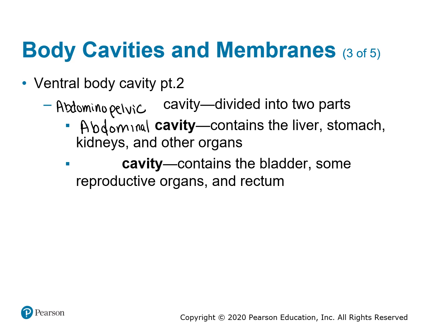And then the pelvic cavity. The abdominal cavity contains the liver, stomach, kidneys, all those other organs, and the pelvic cavity contains the bladder, some of your reproductive organs, and your rectum. Okay? So that ventral body cavity, that's all the front here, the thoracic, gets broken up into 3.